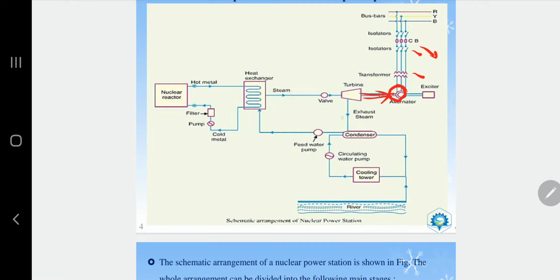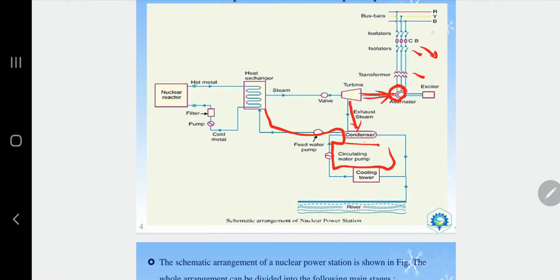After using the steam for the necessary mechanical rotation, mechanical movement, the steam is exhausted. The exhaust steam is given to a condenser, where the steam is converted back to water. The condenser converts the steam back to water, and it is circulated through a cooling tower and taken back towards the heat exchanger.